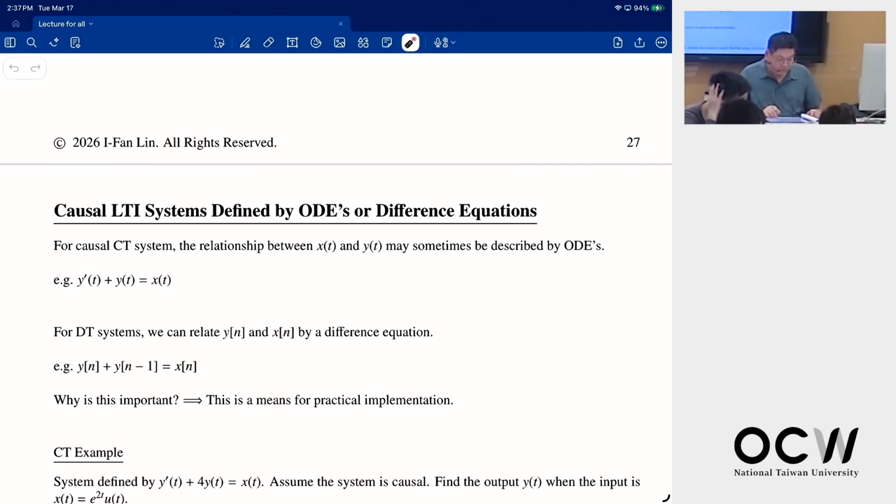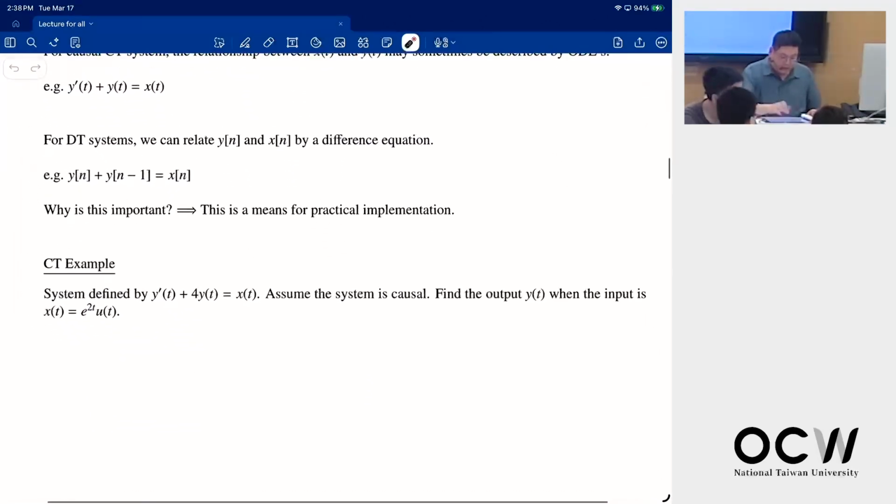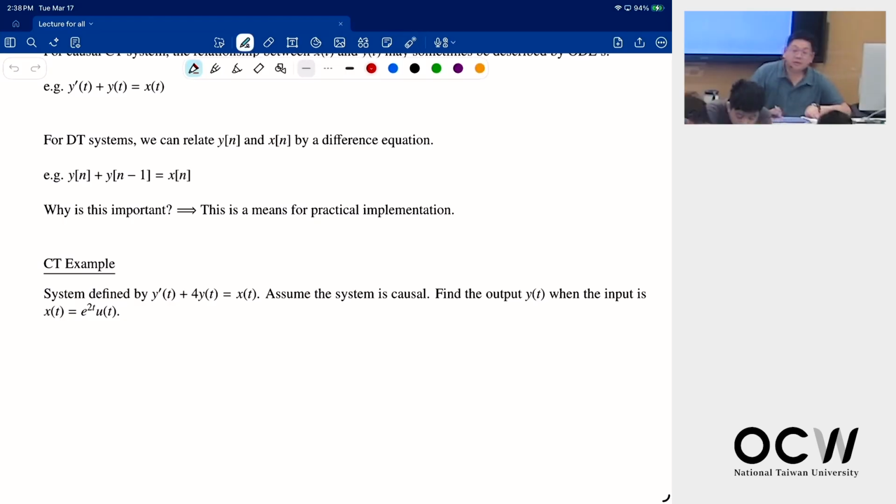For example, if for the continuous time, the system is defined by this. Assume the system is causal, then you need to find the output when the input is this one, the exponential times the unit step function. So now let's quickly review our ordinary differential equations.